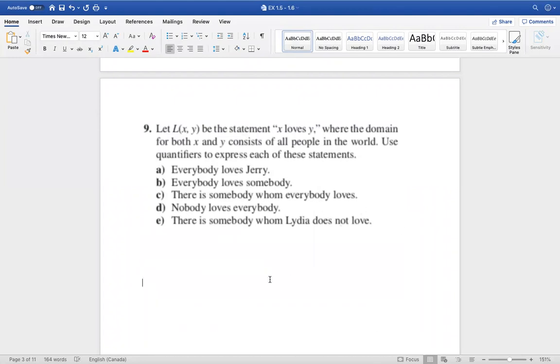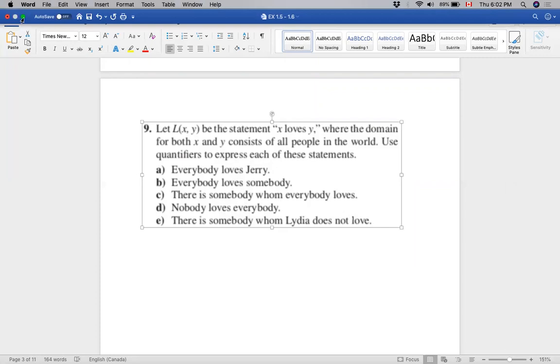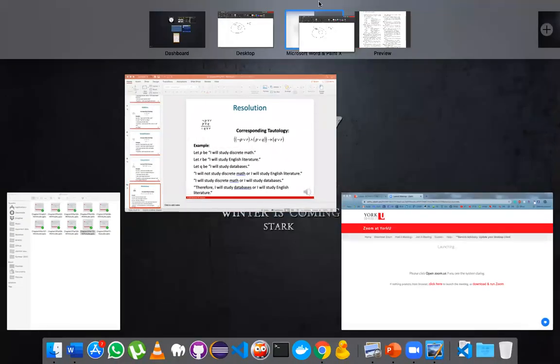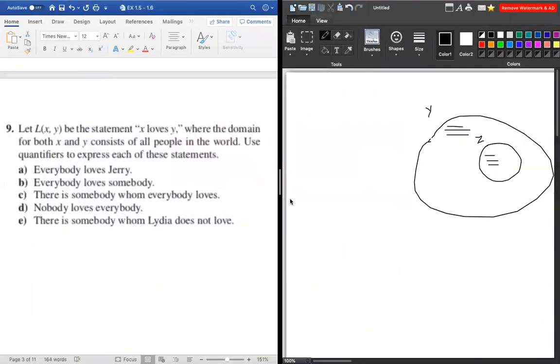So question number 9 here. We have this statement in English, and then we have to interpret those in, what is it called? Let me actually maybe make it short. Okay, perfect.